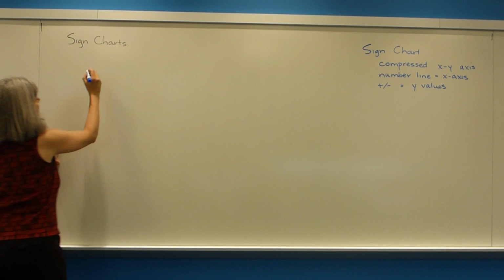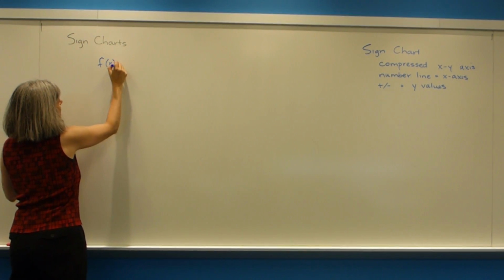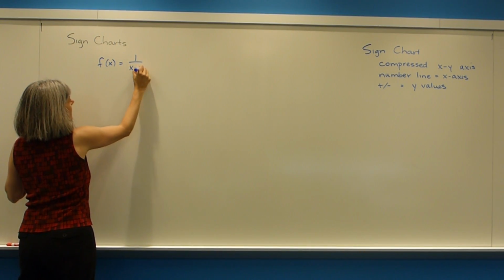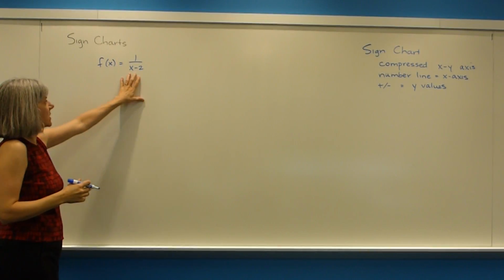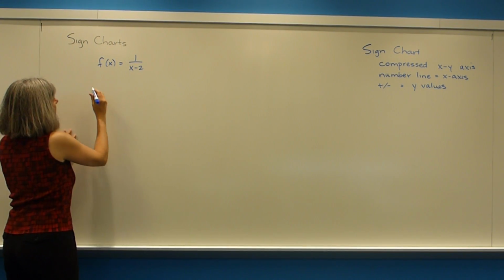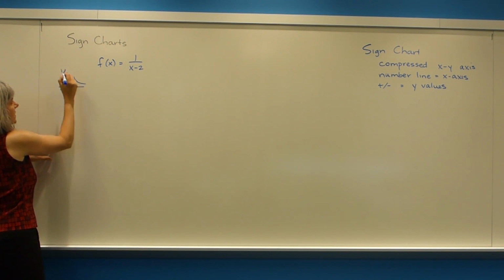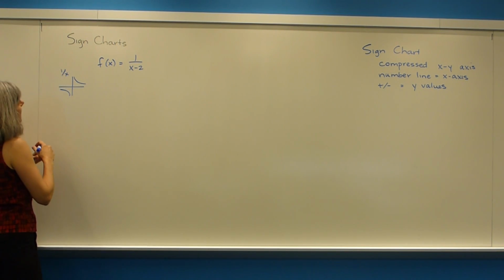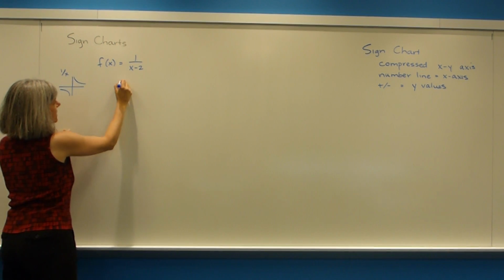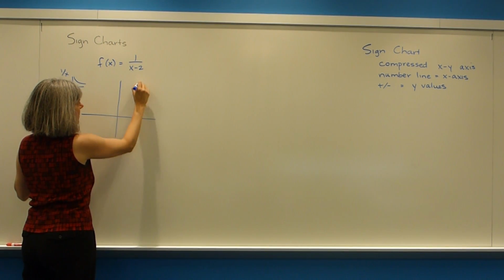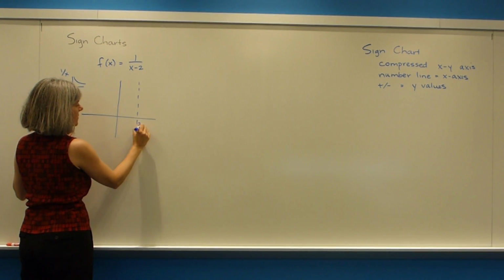So let's look at this function. F of x equals 1 over the quantity x minus 2. We know that this has a vertical asymptote at 2. You ought to kind of know in your head that this is the graph of 1 over x. And so this would be the graph shifted over to an asymptote at 2.